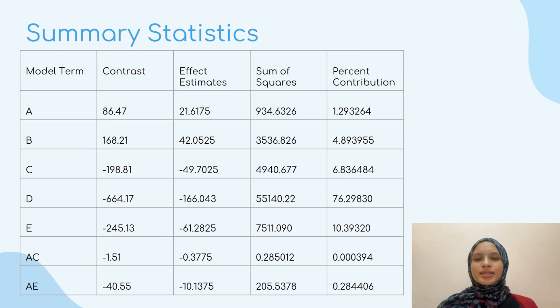This is the summary statistics that we obtained from Excel calculation. Here we can see that in each column, factor D has the highest value, followed by factor E and factor C. The percent contribution for factor D is 76.3, factor E is 10.4, and factor C is 6.8.